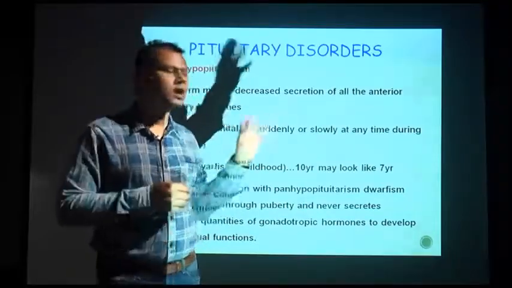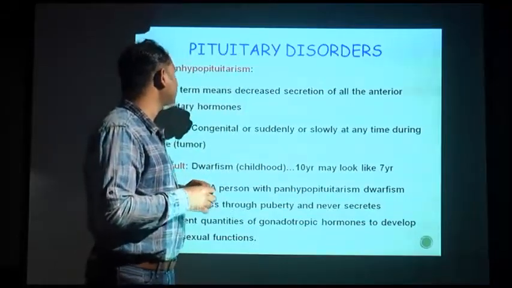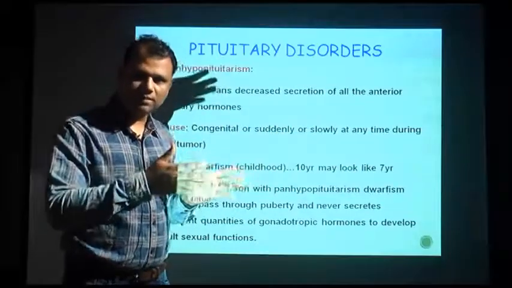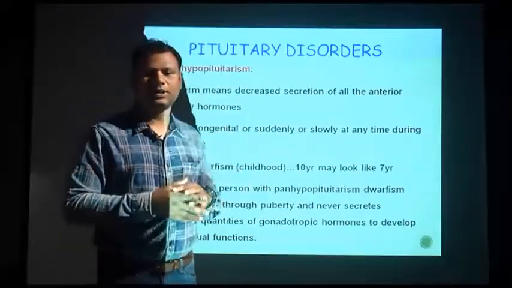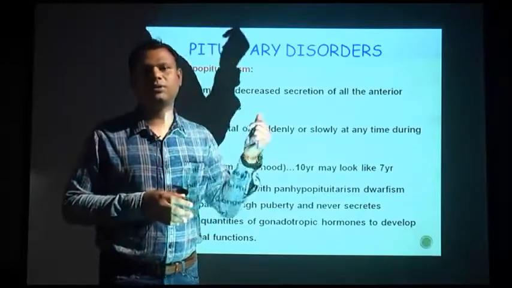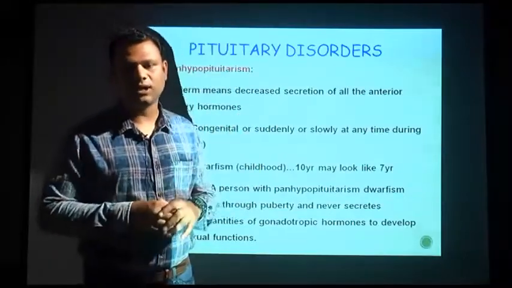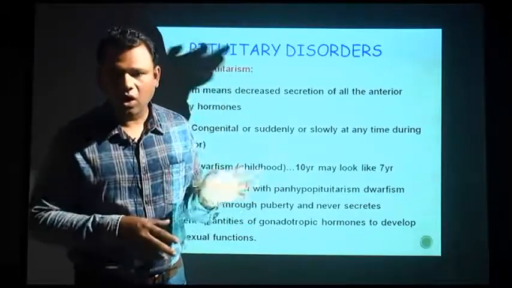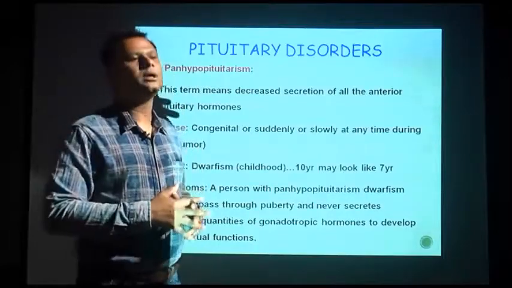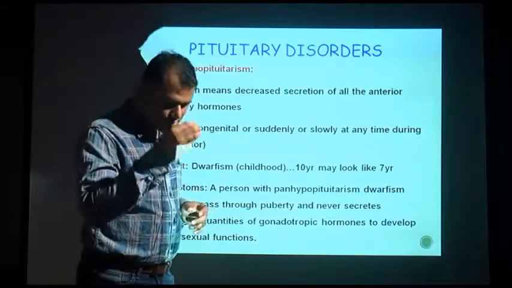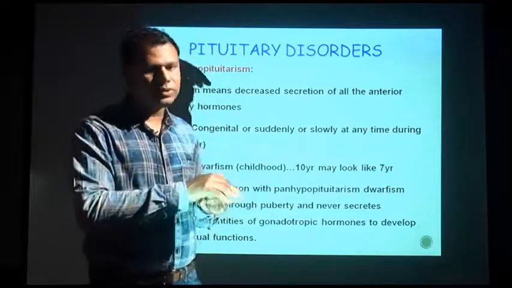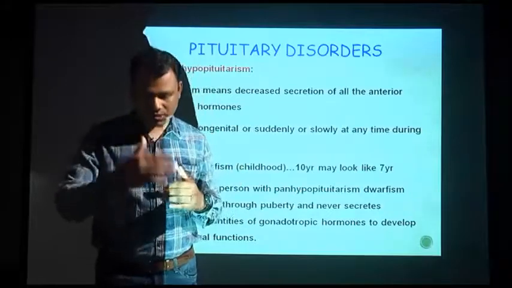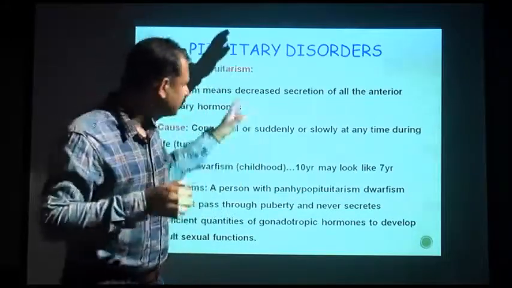Okay. And the cause can be congenital, meaning the problem is there from birth, or sudden, such as a sudden mutation or sudden destruction of a portion of the pituitary leading to decreased secretion, or it can happen slowly at any time during life. Suppose a gradual tumor develops which covers the anterior pituitary or inhibits its function, it can lead to gradually diminished function. Okay, so these are the causes.